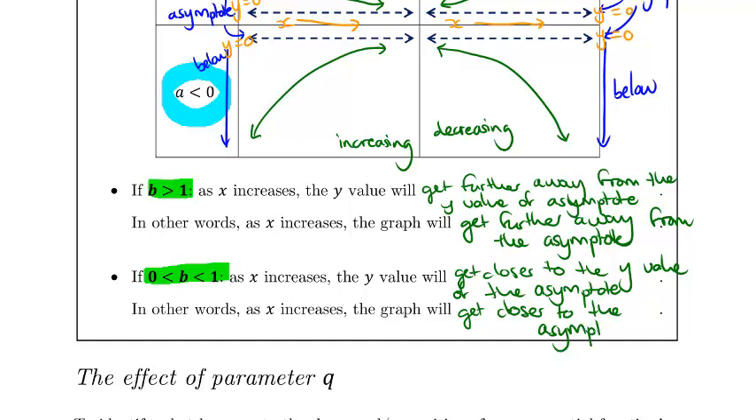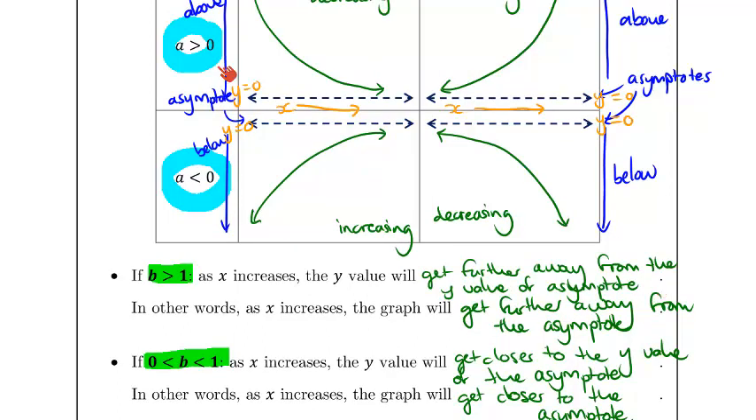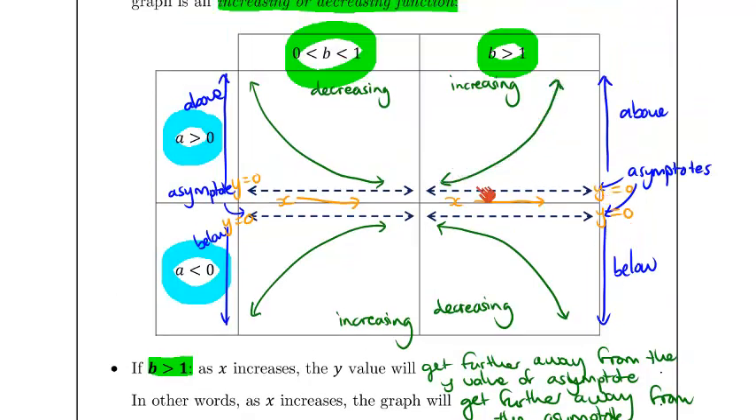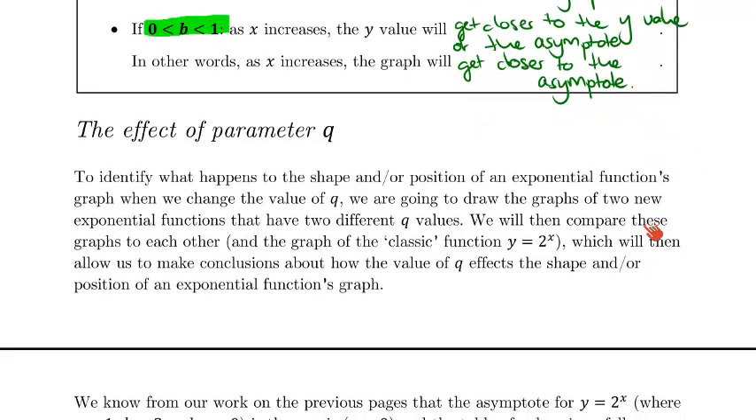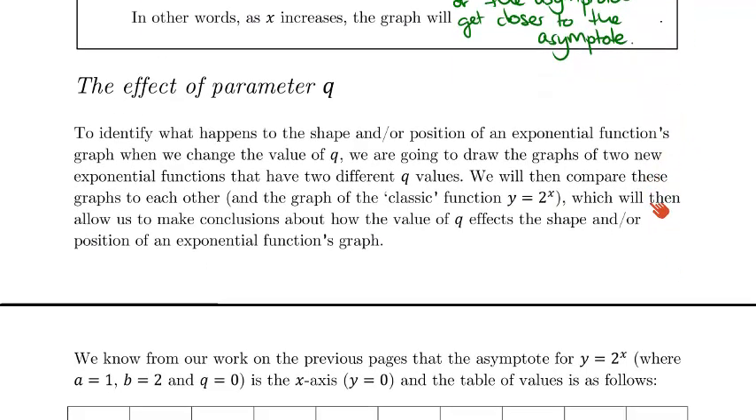So there is the very helpful conclusion we can make about b that doesn't rely on us knowing what's going on with the a parameter. If we see b is greater than 1, it's going to go away from the asymptote as x increases. If b is between 0 and 1, it's going to go closer to the asymptote as x increases. And then depending on your a value, you will see if it's increasing or decreasing. Hey, that's 2 parameters down. 1 more to go, guys. We've done so well so far.